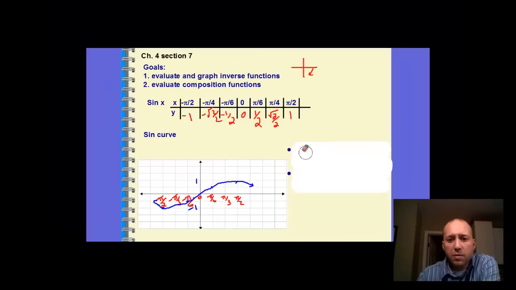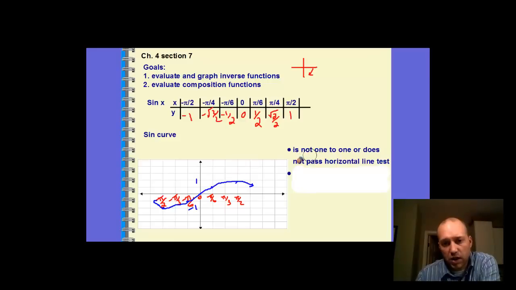Now, some properties about this curve is that it's not one-to-one, or another way of saying that is that it does not pass the horizontal line test. And if you recall from the previous chapter, this definition is really talking about the inverse function, not this function. This tells us something about the inverse, how the inverse would not be a function.